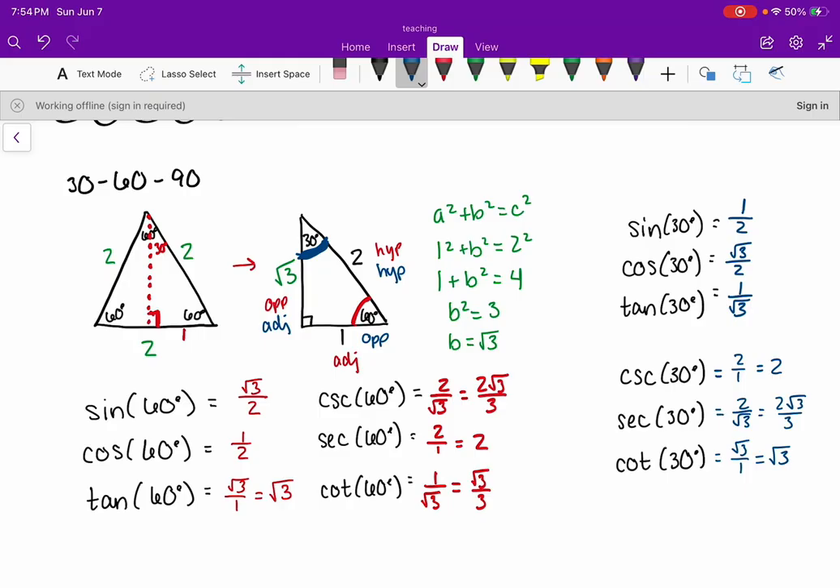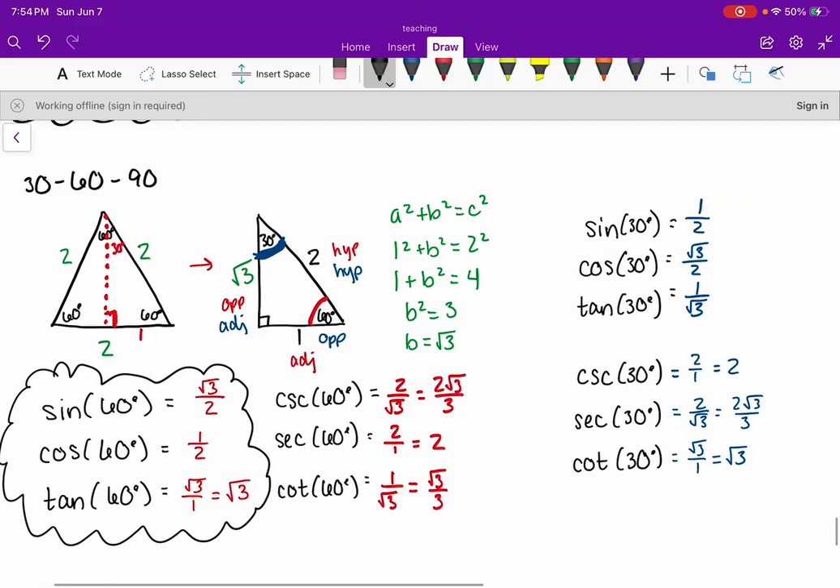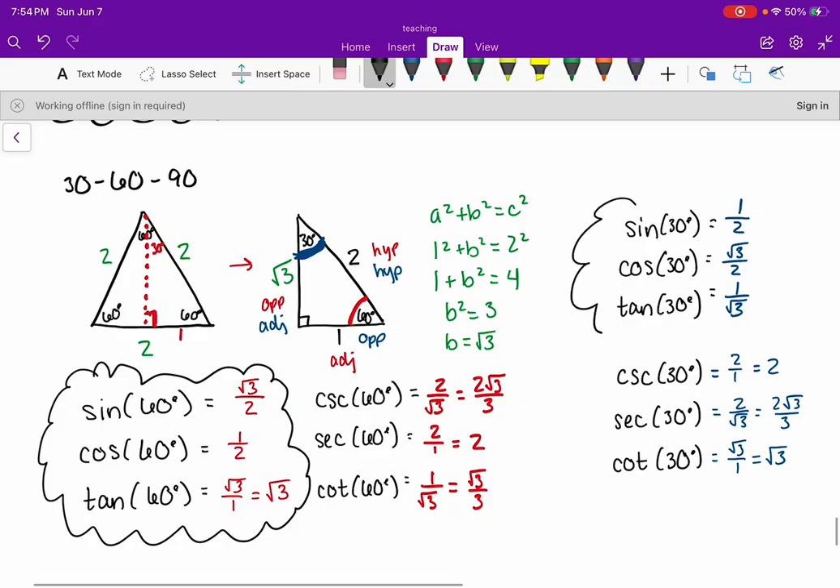Okay, you do need to remember all of these. However, I would never memorize the reciprocal functions, because as long as you know sine, cosine, and tangent, you would just flip it to get cosecant, secant, and cotangent. So I wouldn't worry about memorizing those, but you will need to memorize the sine, cosine, and the tangent.